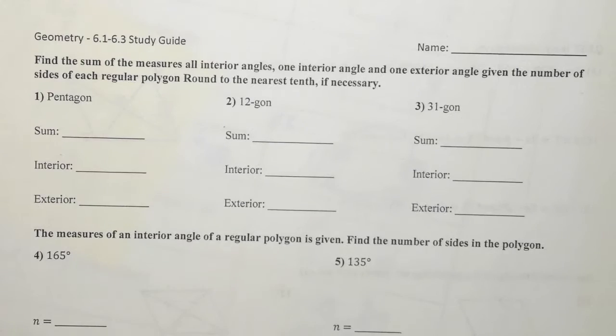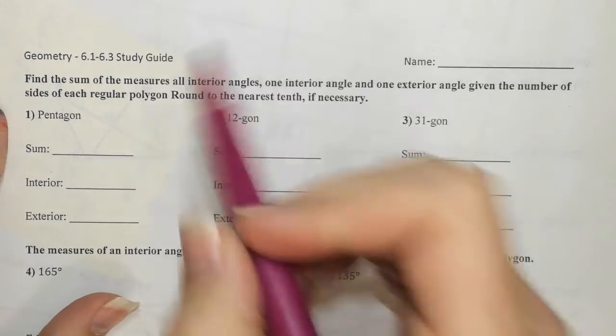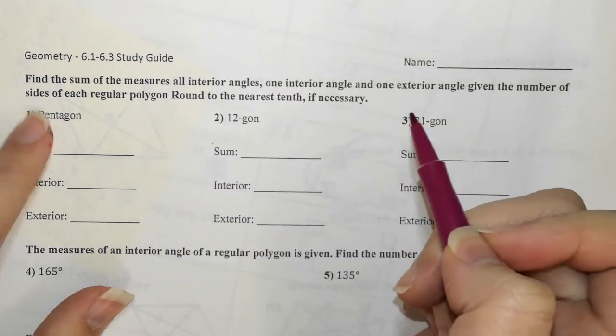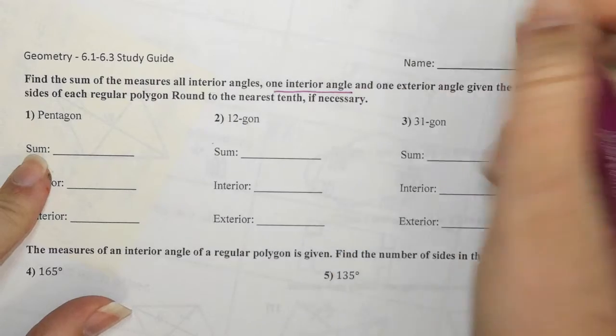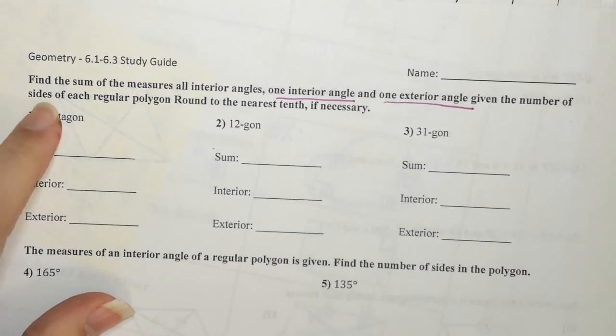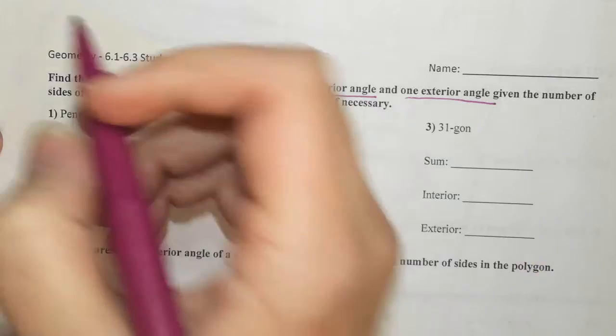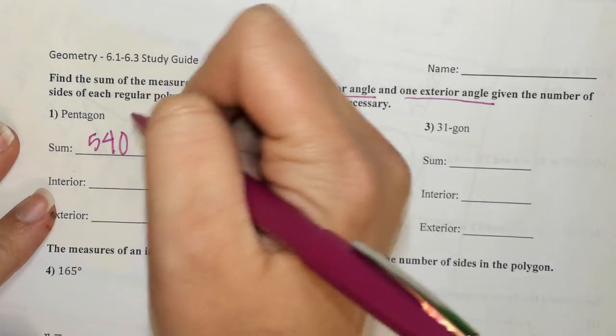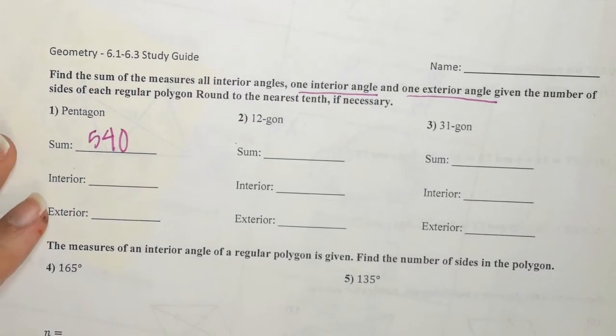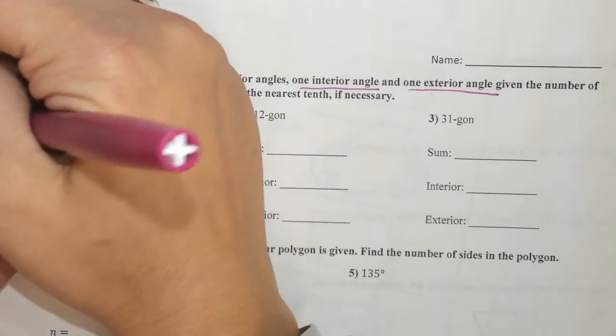Number 1. What should we do before we actually work out the problem? Read the directions every single time. This says find the sum of the measures of all interior angles, one interior angle, and one exterior angle, given the number of sides of each regular polygon. Round to the nearest tenth if necessary. So what is the sum of a pentagon? 540. Alright, and what page is this on in our notebooks, in case we didn't know? 35A. Take a point.